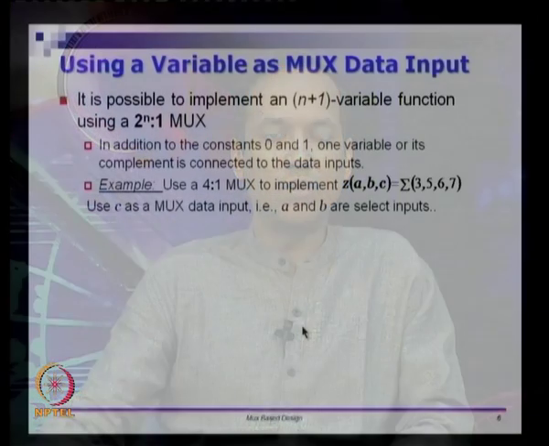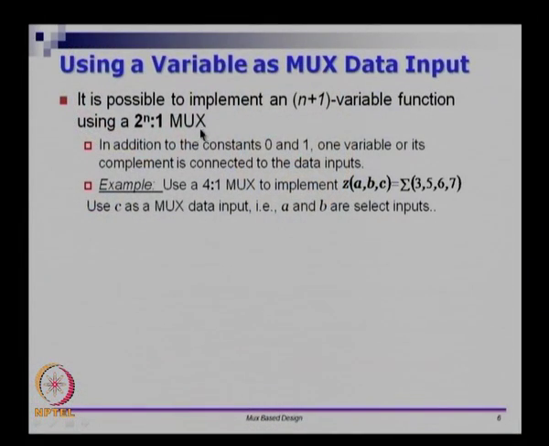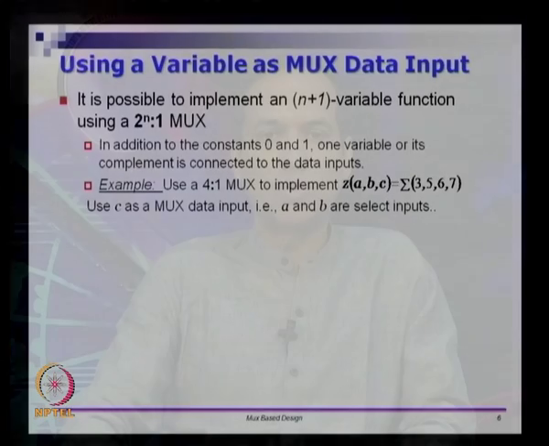Okay. Now there are a few other things that you can do. I will show you how to use a variable as a mux data input. In general you can implement an n+1 variable function using a 2 power n to 1 mux. In the previous slide I said with n inputs you need a 2 power n to 1 mux to implement it, but actually you do not need that. For an n+1 variable function, a 2 power n to 1 mux is enough.